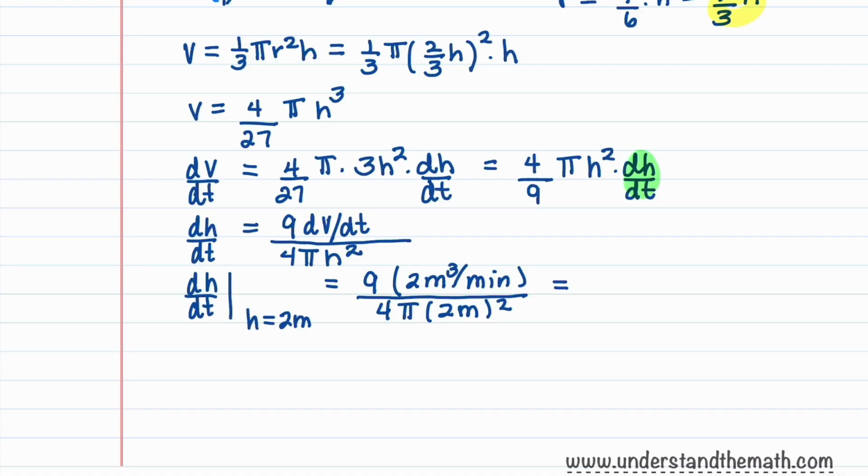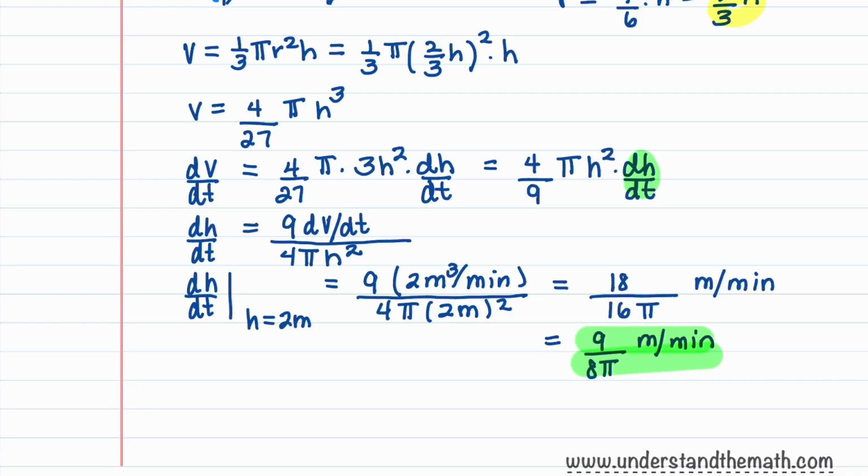9 times 2 is 18. And then in our denominator, we have 2 squared, which is 4, times 4, which is 16. So we have a 16 pi. And then our units are going to be meters per minute. We can divide both the numerator and the denominator by 2. So this is 9/8 pi meters per minute. This tells us that our water level is rising at a rate of 9/8 pi meters per minute.